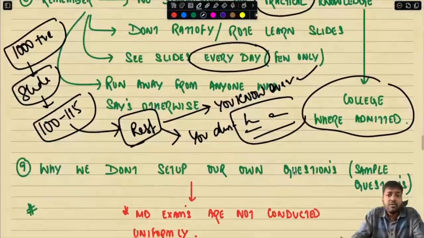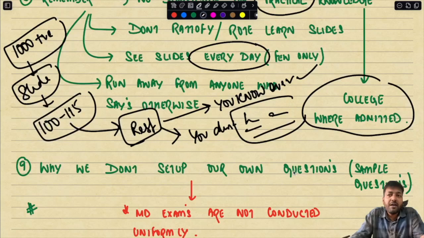So this is what our goal is, that you become an independent reporting pathologist. That is the most important goal that we have.